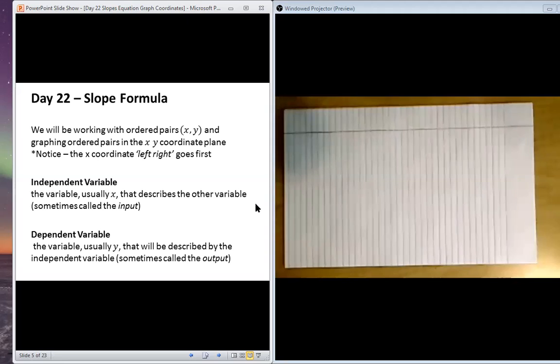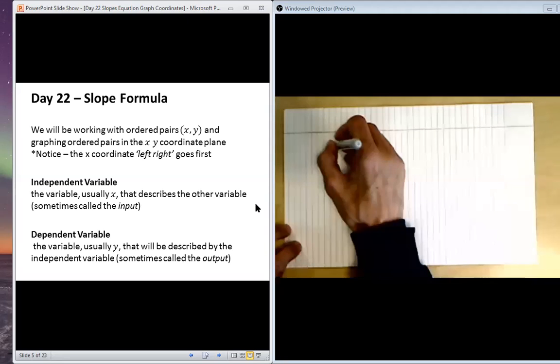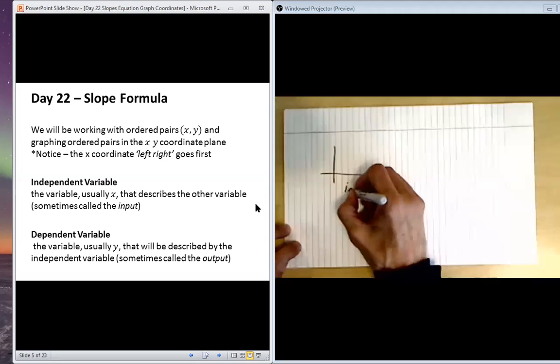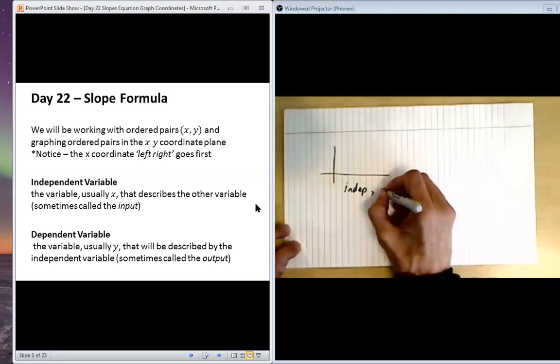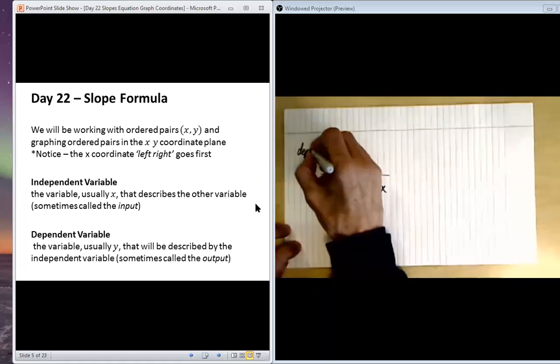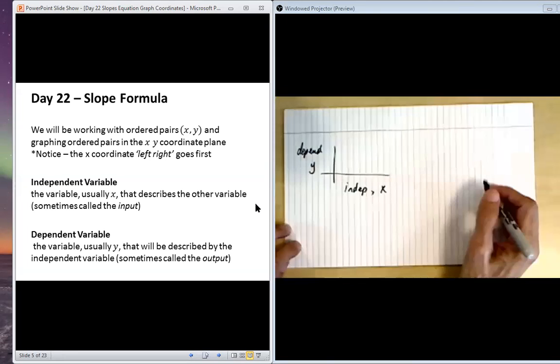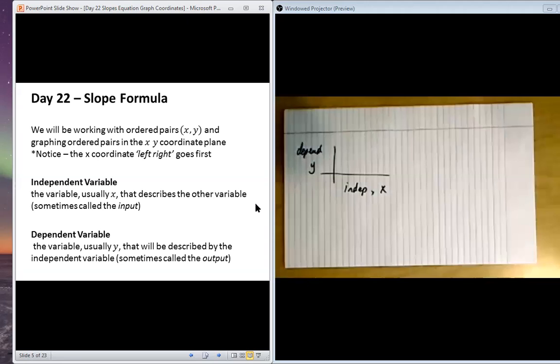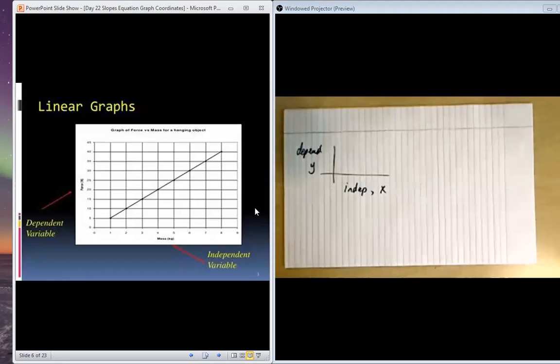We got the independent that's going to be along here, and that will be the X values. And then the dependent will be along there, and those will be the Y values. Okay. See, just shows it there.